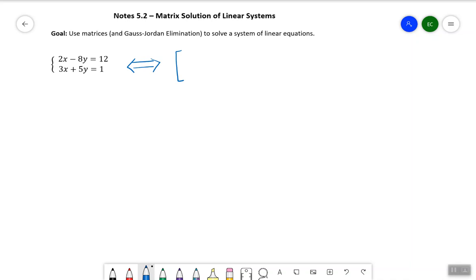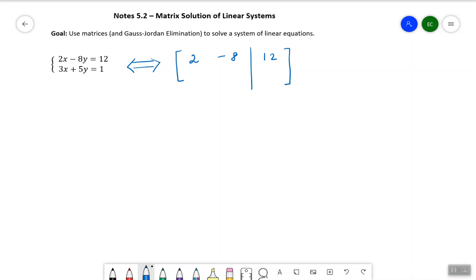There's a common pattern in each of the equations in each of the systems that we solve. The first term is for x, and the second term is for y, and then there's a constant on the other side. And so we don't have to write the x to know that 2 is the coefficient on x. And we don't have to write the y to know that negative 8 is the coefficient on y. And then 12 on the other side we know is the constant that it's equal to. And so in this way we can convert each equation into a row in the matrix.